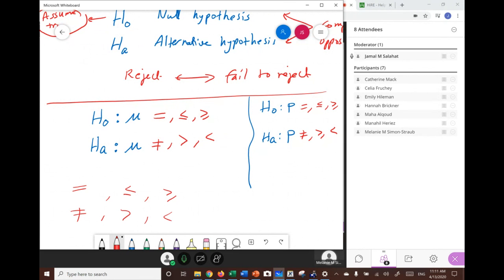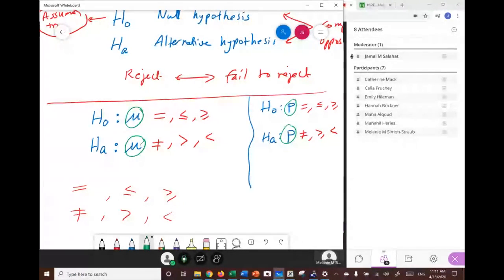Read the claim. Two things you need to focus on. When you read the claim, look for what we are making the claim about. Is it a mean? Then use the letter mu. If it's a proportion, use the letter P. That's the first thing you need to capture.